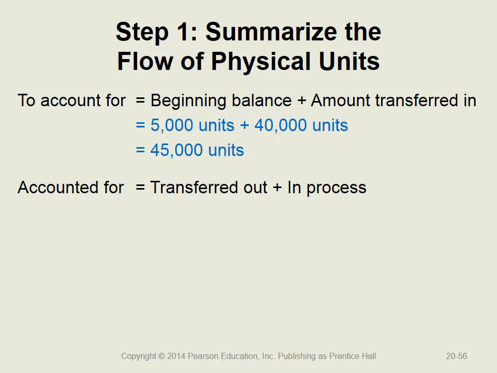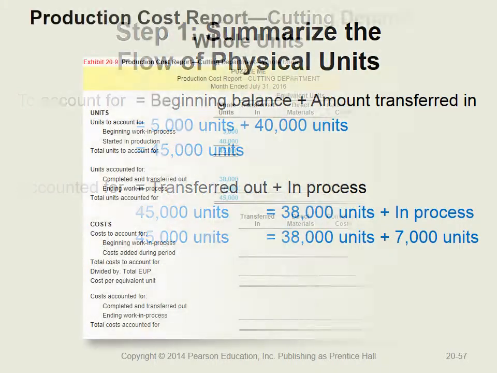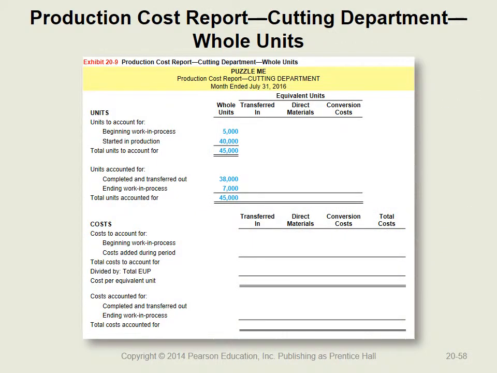Next, we have to account for all the units. The units were either transferred out to finished goods inventory or they are still in process. Units to account for must equal the units accounted for. The cutting department completed the cutting and boxing process on 38,000 units and transferred those units into finished goods inventory. Therefore, 7,000 units must still be in process. We have now accounted for all units. Exhibit 20-9 shows this information on the production cost report for the cutting department. Just as we did with the assembly department, we start with the units section of the report.